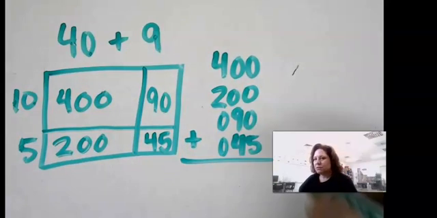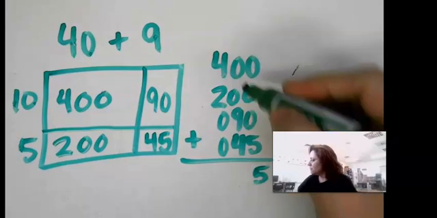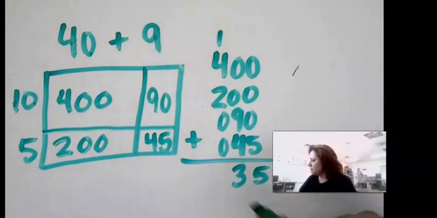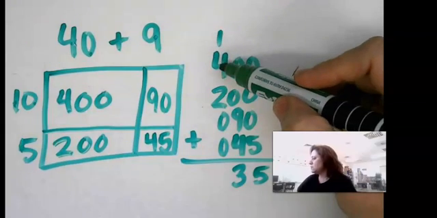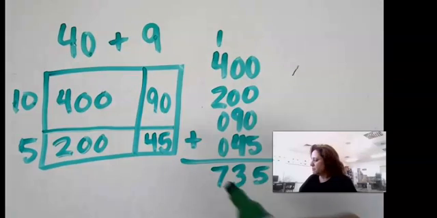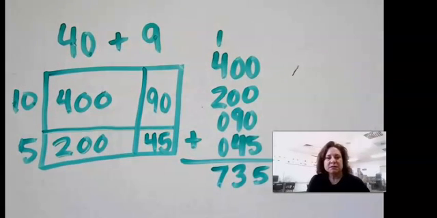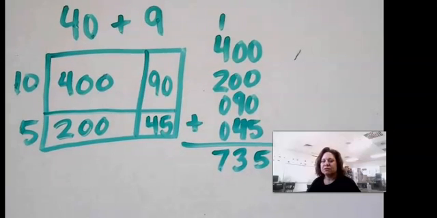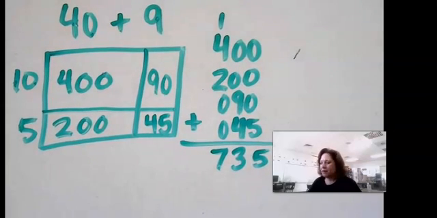Alright, so we have 5 here. We have 13 here, so that means I'm regrouping. 1 plus 4 is 5. 5 plus 2 is 7. So approximately, what was my estimate? Oh, 750, right? That was my estimate. And so my answer now is 735.